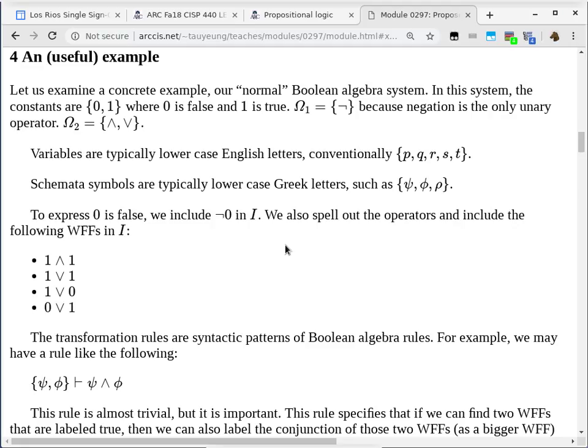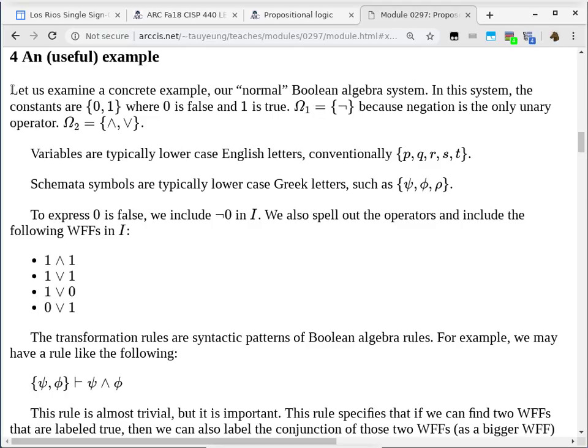In this case, we have the constants. The constants are 0 for false, 1 for true. You can use F and T if you want to, but basically it's the same thing. Omega 1, with a subscript 1, means these are the operators that only require one single operand. The negation, or logical negation operator, is the only thing that requires only one single operand. Everything else requires two, so that's why omega 1, which is a subset of omega, only has one single element, which is logical negation.